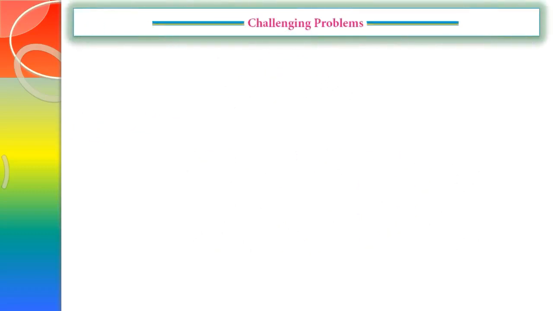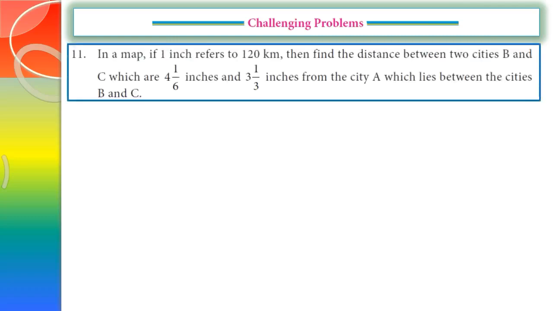Next we go to challenging problems. Next, question number 11. In a map, if 1 inch refers to 120 kilometers, then find the distance between two cities B and C, which are 4 1/6 inches and 3 1/3 inches from a city A. Which lies between the cities B and C?